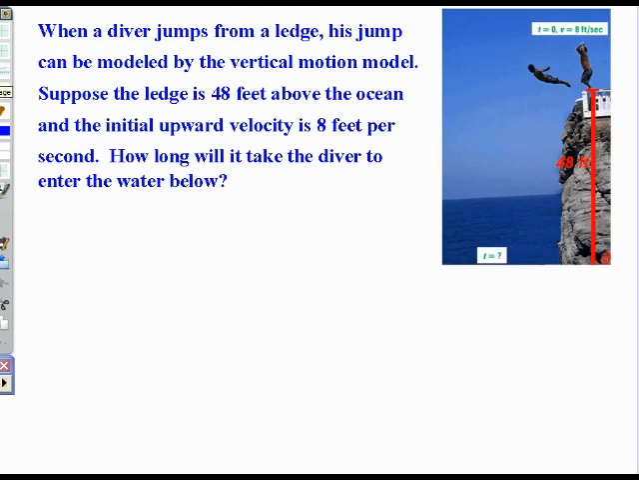All right, let's look at a word problem. When a diver jumps from a ledge, his jump can be modeled by the vertical motion model. We know that height then is going to be equal to -16t squared plus initial velocity t plus initial height. Suppose the ledge is 48 feet above the ocean, and the initial upward velocity is 8 feet per second. How long will it take the diver to enter the water below? Well, when you enter the water, your height is 0 feet above the water.